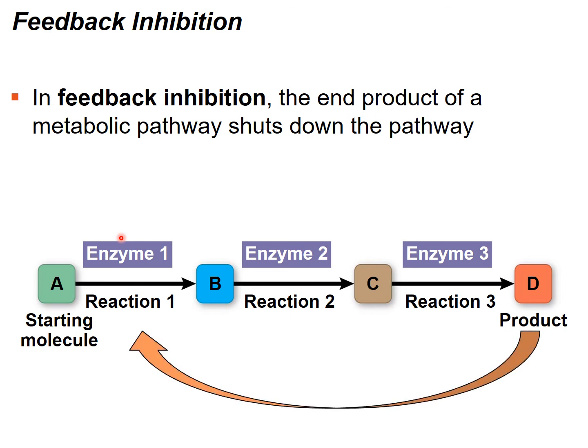So let's say we have enough of this product. Now there's so much of it that it binds enzyme 1 in this pathway. Once it binds enzyme 1, it stops enzyme 1 so that A isn't converted to B, and then B cannot be converted to C, and then C cannot be converted to produce more D because we don't need any more D. Okay, this is feedback inhibition. Now let's see an actual example.